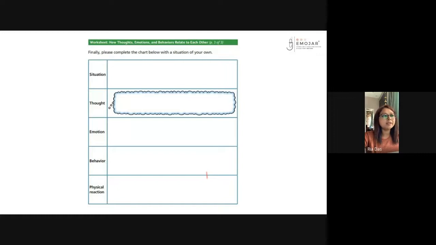In anger control, we have the anger thermometer. That's also an art-based CBT technique. You can use that very well.